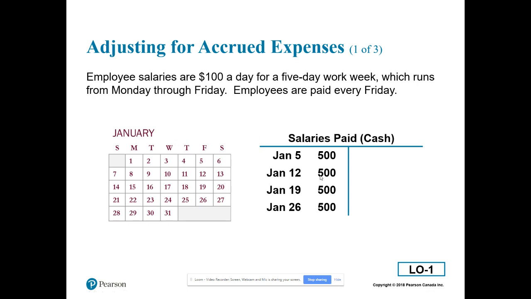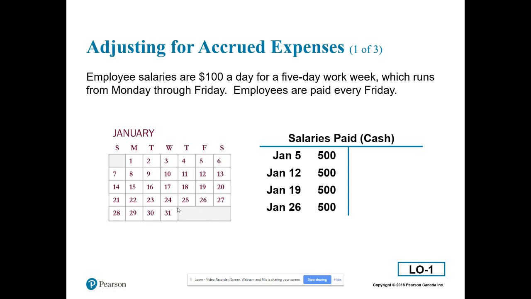Another adjustment that we make in this course is for accrued expenses, and the most common accrued expense that we have is for salaries. So, for example, it says here salaries are $100 a day for a 5-day work week. This runs from Monday through Friday, and employees are paid every Friday. So if you look at this calendar, the employees are paid on the 5th, on the 12th, on the 19th, and on the 26th. At the end of January, we actually owe the employees 3 days worth of pay. So that 3 days worth of pay, when we do up the books, they actually wouldn't show up because we haven't written the checks yet.